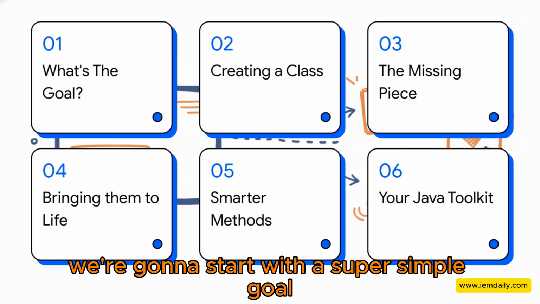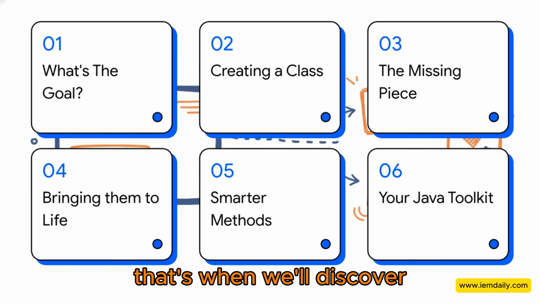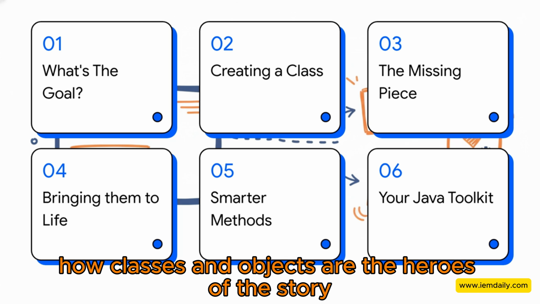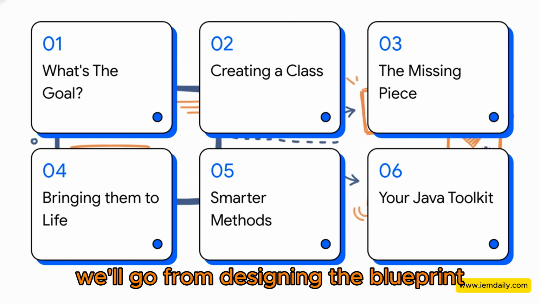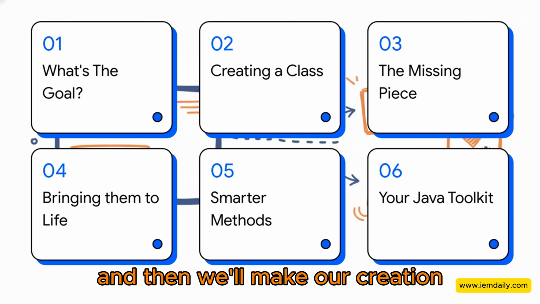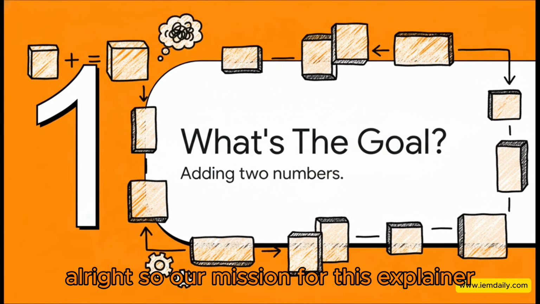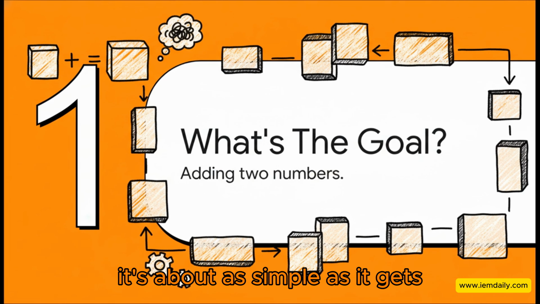So here's our game plan. We're going to start with a super simple goal, but you'll see that we hit a wall pretty quick. That's when we'll discover how classes and objects are the heroes of the story. We'll go from designing the blueprint to actually bringing it to life, and then we'll make our creation genuinely useful. You ready to build something? Let's go.